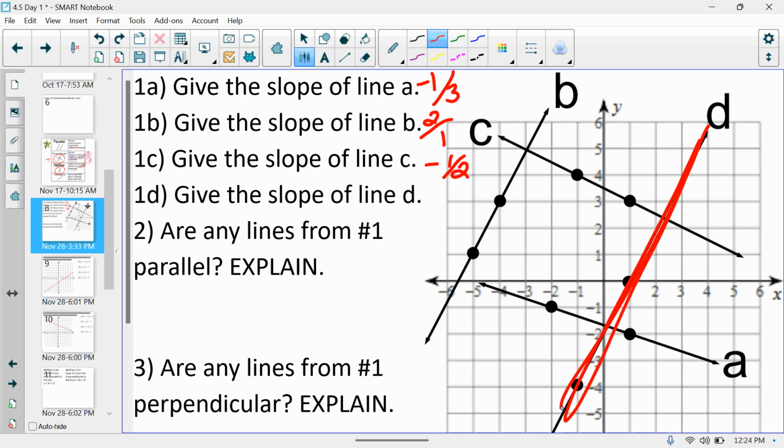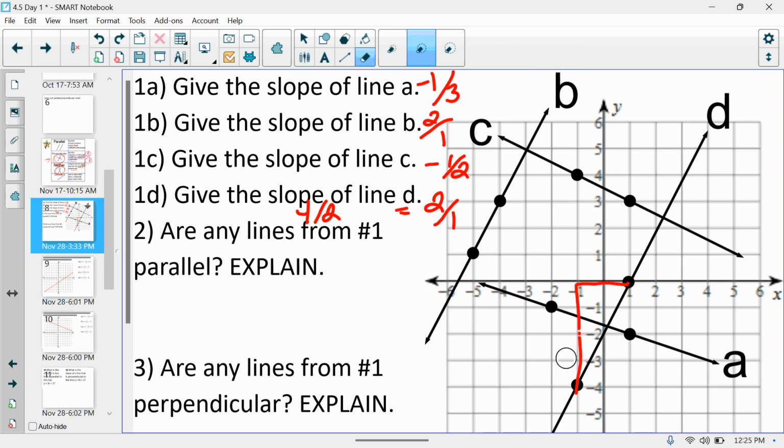And then lastly, we've got line D here. Let's count the rise over run together for that one. The rise is 1, 2, 3, 4, and over 2. So 4 divided by 2 is just 2. We should simplify. Now, I am going to have you write it as 2 over 1, though. You'll see why in a minute, okay?